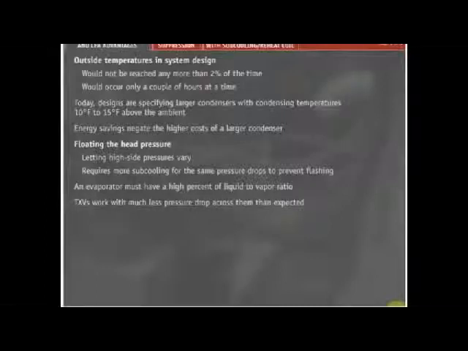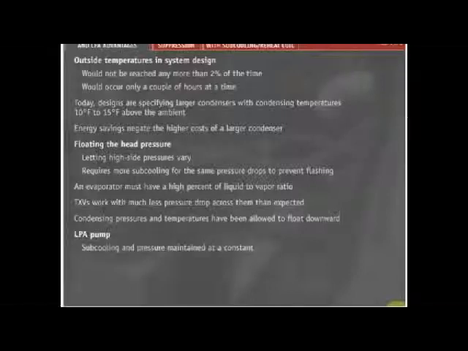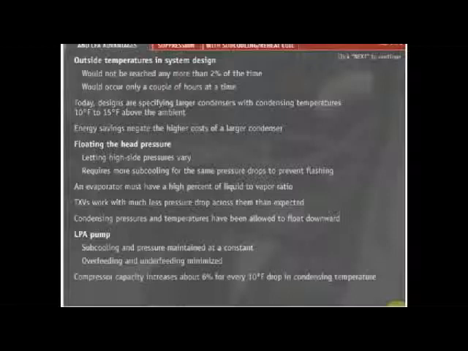It has been discovered that TXVs work with much less pressure drop across them than expected as long as pure liquid is supplied to them. Consequently, condensing pressures and temperatures have been allowed to float downward with the ambient temperature. With an LPA pump, subcooling and pressure can be maintained at a constant at the metering device. Overfeeding and underfeeding by the expansion valve, which dramatically affect the efficiency of the evaporator, will then be minimized.